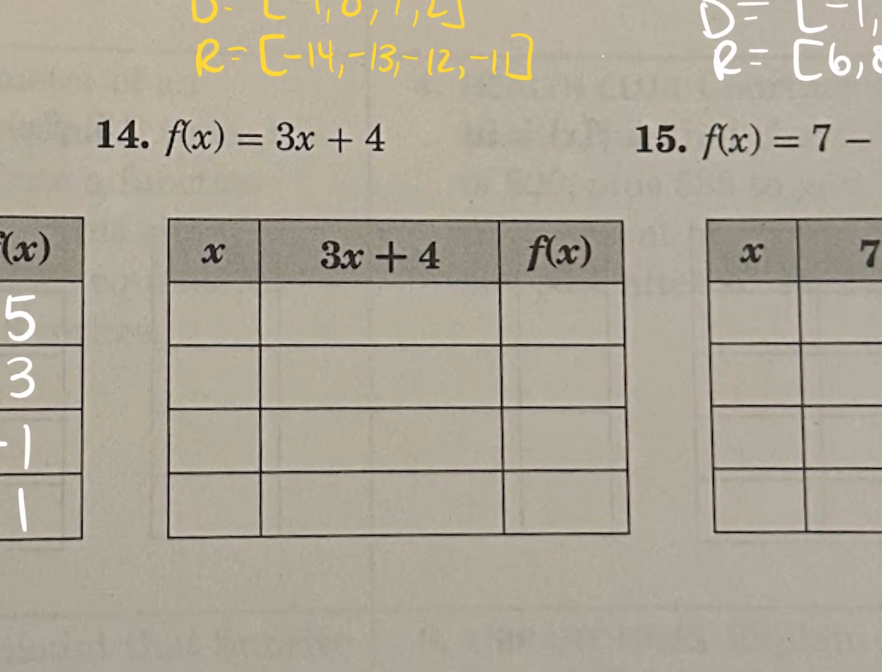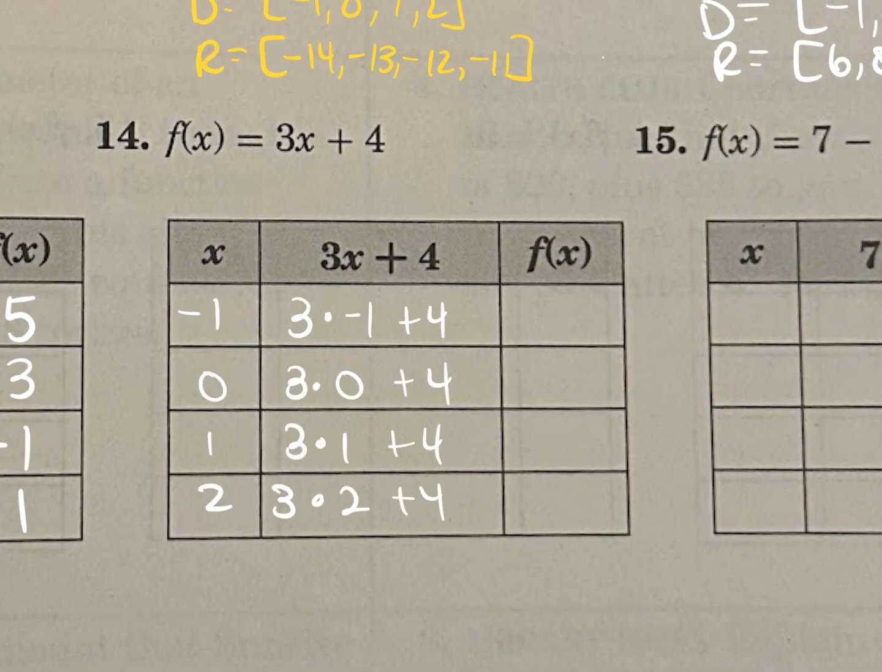All right, let's do question 14. So I'm going to do 3 times negative 1, which is negative 3, plus 4. Different signs, find the difference, then think bigger, it's positive 1. 3 times 0 is 0 plus 4. This makes 3. 3 plus 4. This makes 6. 6 plus 4.